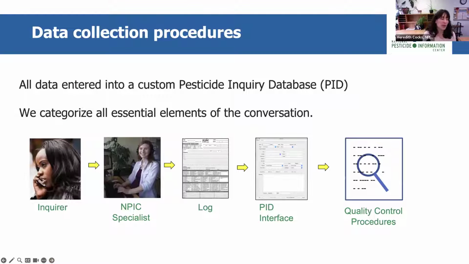So here's what the basic process of data collection from the NPIC hotline looks like. First, someone calls our hotline and they speak with a pesticide specialist. That specialist is going to collect the key elements of the conversation and other information onto a paper log. After that call, the information from that log is entered by the specialist who handled the inquiry into our custom database, the PID database. From there, it's going to undergo several layers of quality control procedures before it is considered final in the database and available for data queries and reports.